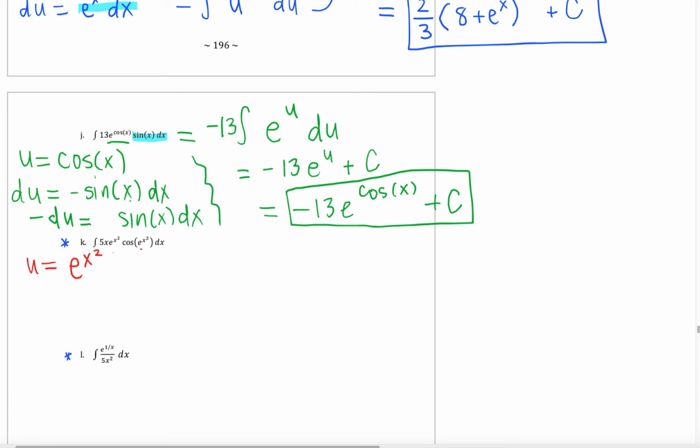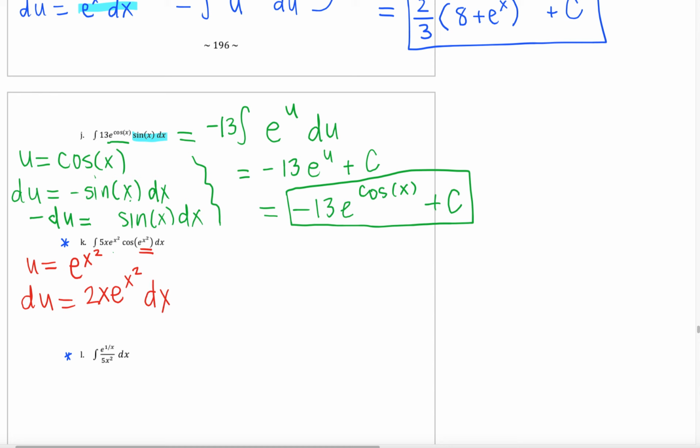And the e to the x squared that I'm using as my u is the one that is inside the cosine. The reason it's only the one inside the cosine is because our du, when we take the derivative of e to anything, it's always itself, times the derivative of that exponent. So the derivative of x squared is giving us a 2x, and then of course we have that dx there as well.